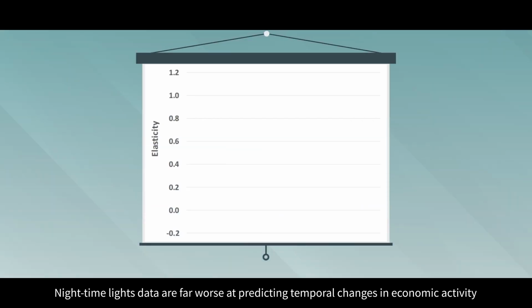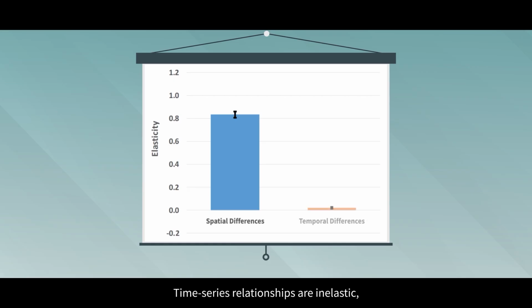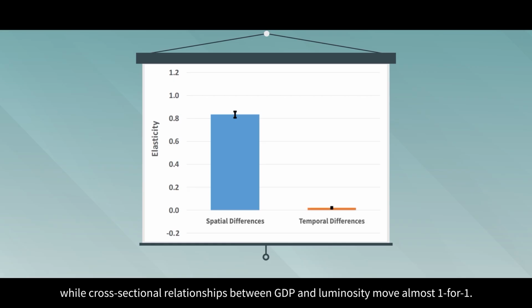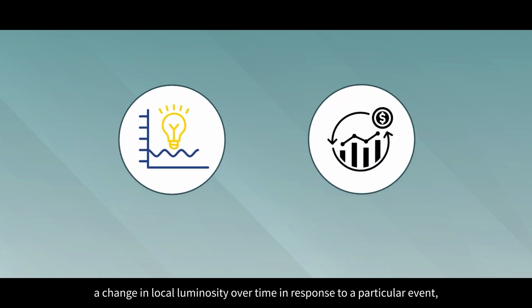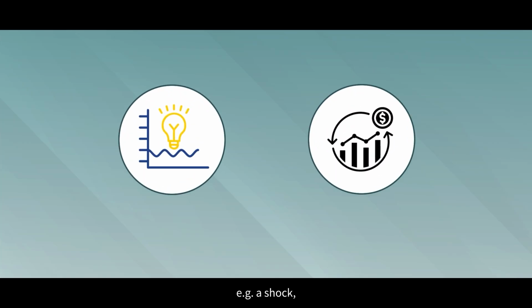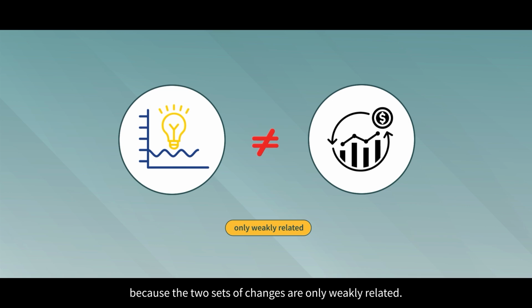Nighttime lights data are far worse at predicting temporal changes in economic activity than they are at predicting spatial differences in economic activity. Time series relationships are inelastic, while cross-sectional relationships between GDP and luminosity move almost 1-for-1. Hence, a change in local luminosity over time in response to a particular event, for example, a shock, does not imply a proportionate effect on local economic activity, because the 2 sets of changes are only weakly related.